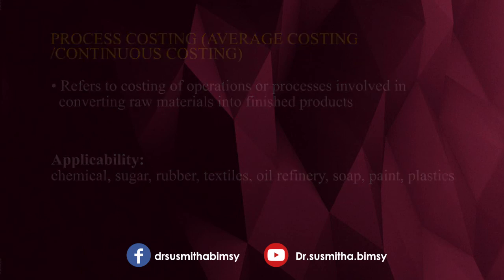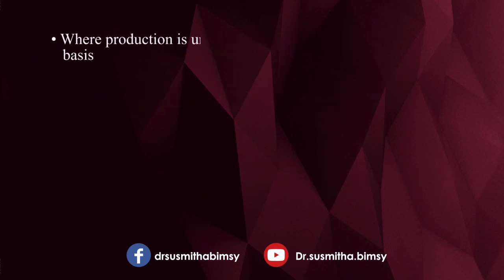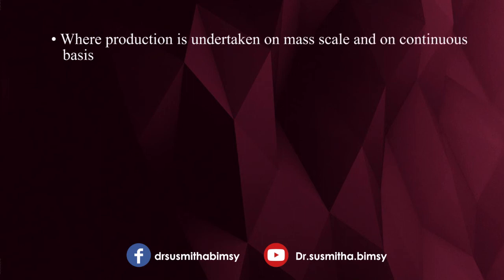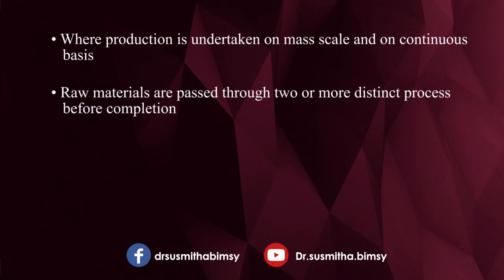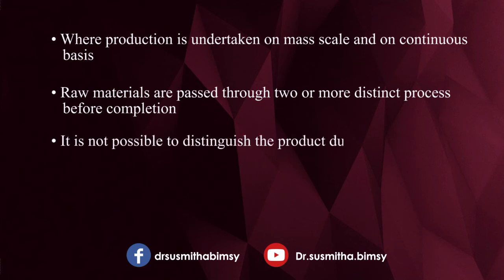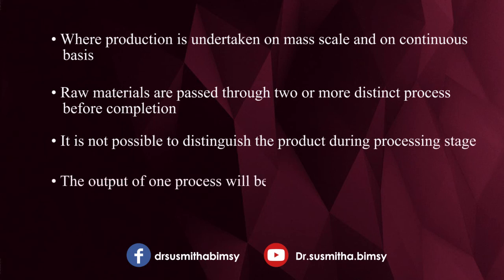The main features of process costing, I repeat, are that production is undertaken on a mass scale and on a continuous basis. Second, raw materials are passed through two or more distinct processes before completion. It is not possible to distinguish the product during the processing stage, as the output of one process becomes the input of another process. The finished product of one process becomes the raw material of the subsequent process. Then the output of the last process is transferred to the finished stock account.